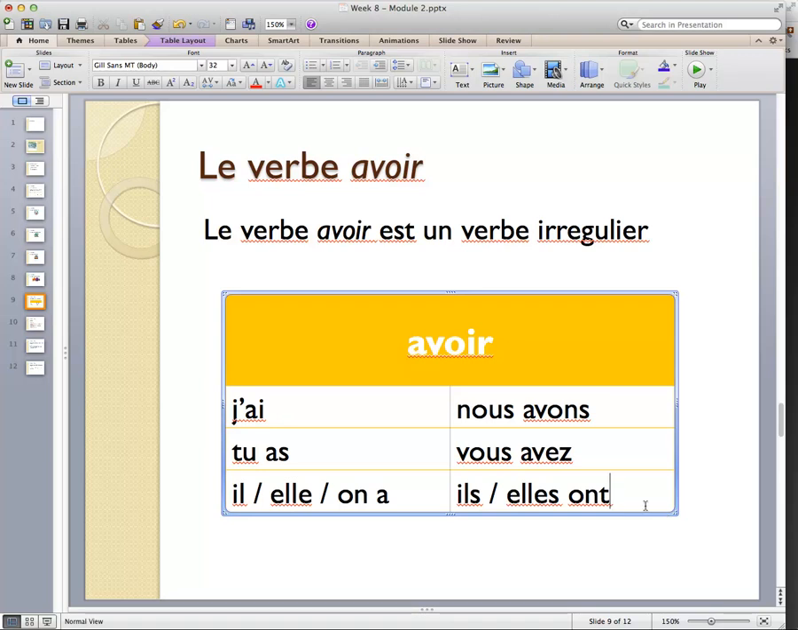So what you're doing when you conjugate the verb, that is, take the infinitive and instead use ai for je or as for tu, is you're saying here, I have. Here you're saying you have. He, she, or one has. We have, you have, and they have, either masculine or feminine.